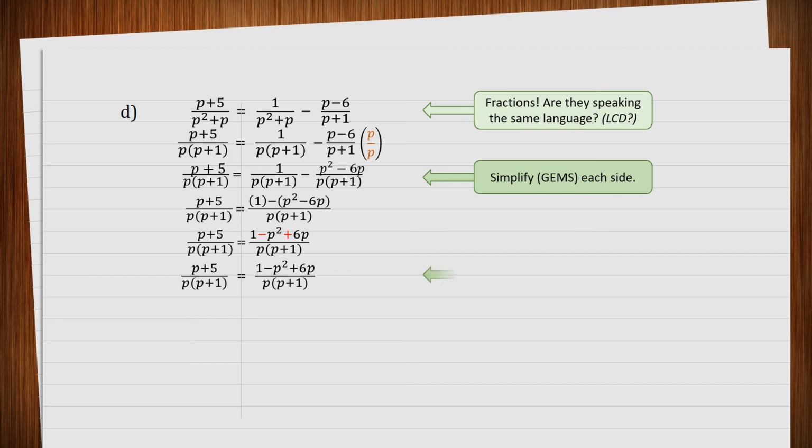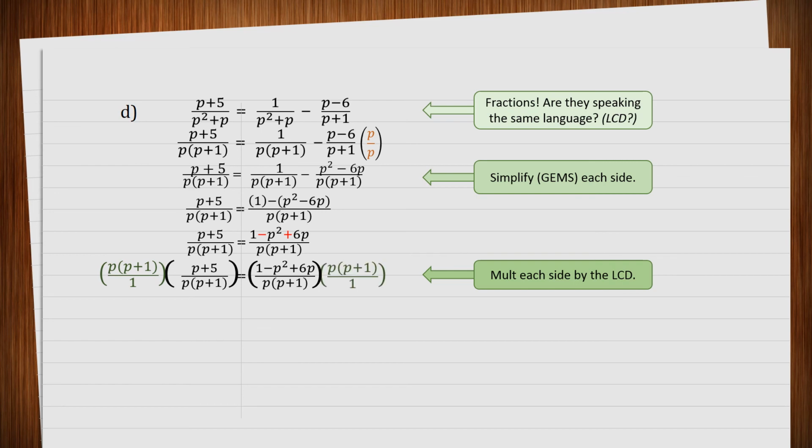And now notice, we want to wipe out the fractions by multiplying both the left and the right side of the equation by the LCD. In this case, the LCD is made up of p and p plus 1. Again, what you do to one side, you must do to the other side. Now that we have common factors in both the numerator and the denominator, they reduce to a value of 1. And we are left with the equation p plus 5 equals 1 minus p squared plus 6p.